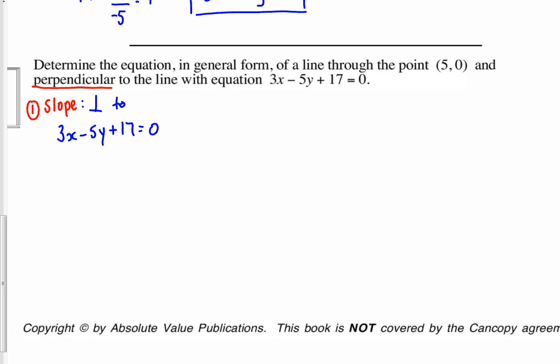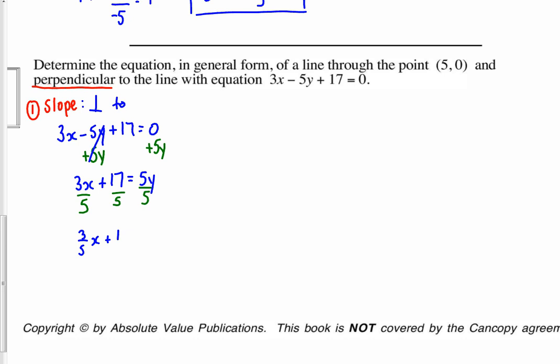What would you like to do? Yeah, let's move the y instead of moving the x and the 17. Less work. I like less work. I don't know about you. We're left with 3x. This is gone. Plus 17 equals 5y. And then divide everybody by 5. Good. So our equation is 3 over 5x plus 17 over 5.